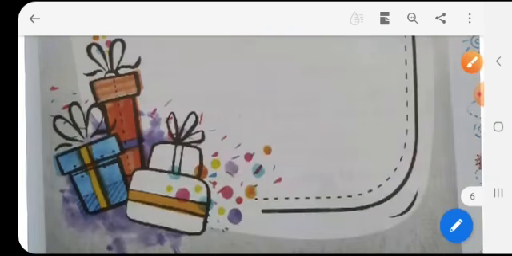So children, this is all in this chapter and I hope you have learnt a lot about verbs.